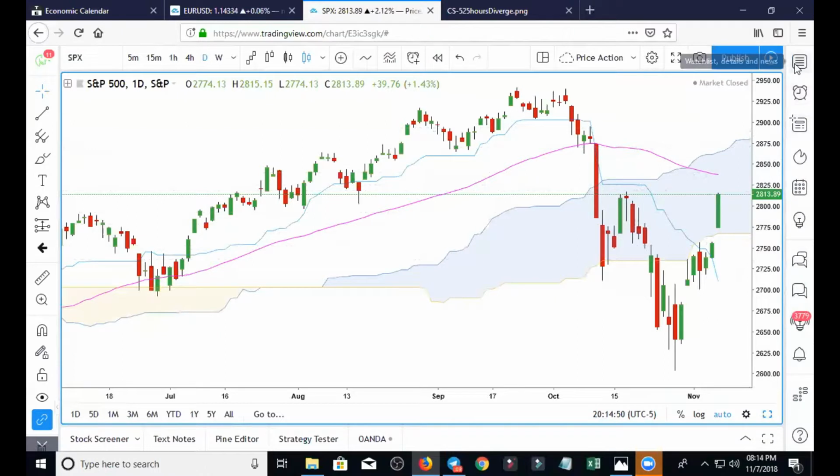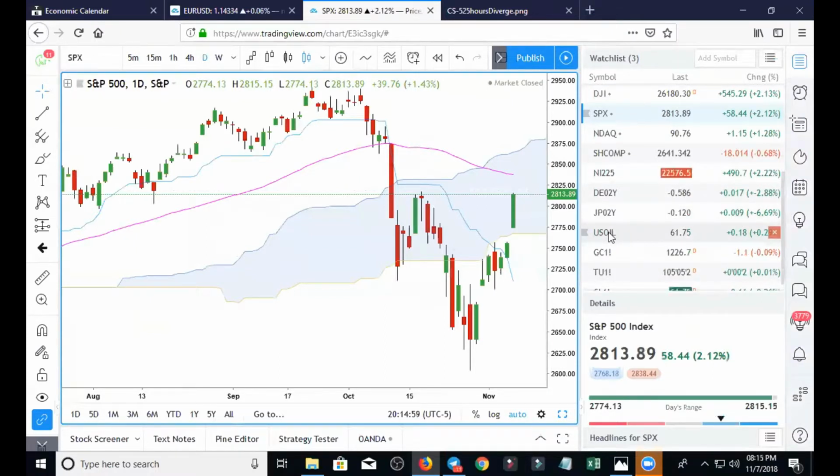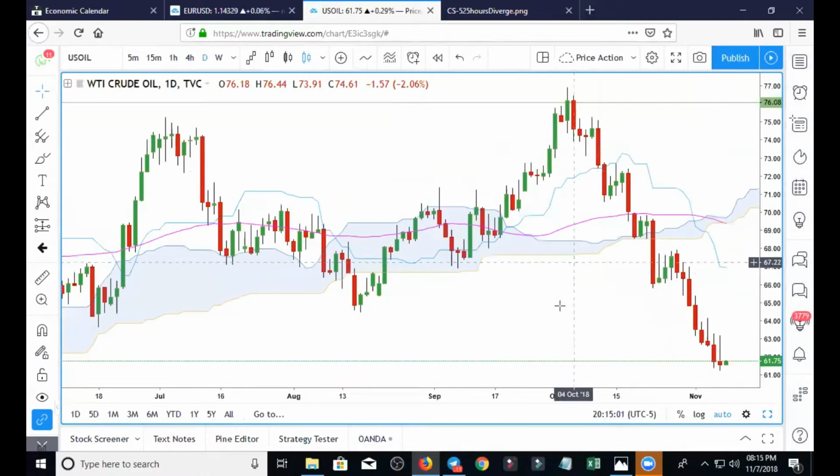So let's get out of the index world. Look at some futures. What's in the future, man? So let's see what we got here. Let's go U.S. oil. Oil market, not a shock.